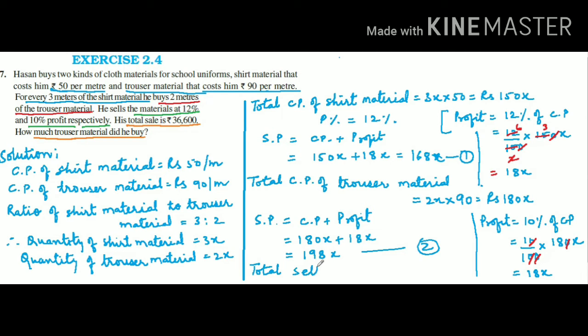Total sale is given, rupees 36,600. So total sale means the selling price in both the cases. The total selling price in both the cases is equal to 36,600. So the first selling price is 168x, second selling price is 198x, and the total sale is 36,600. So we'll put them equal to each other. So the first sale 168x plus 198x is equal to 36,600.